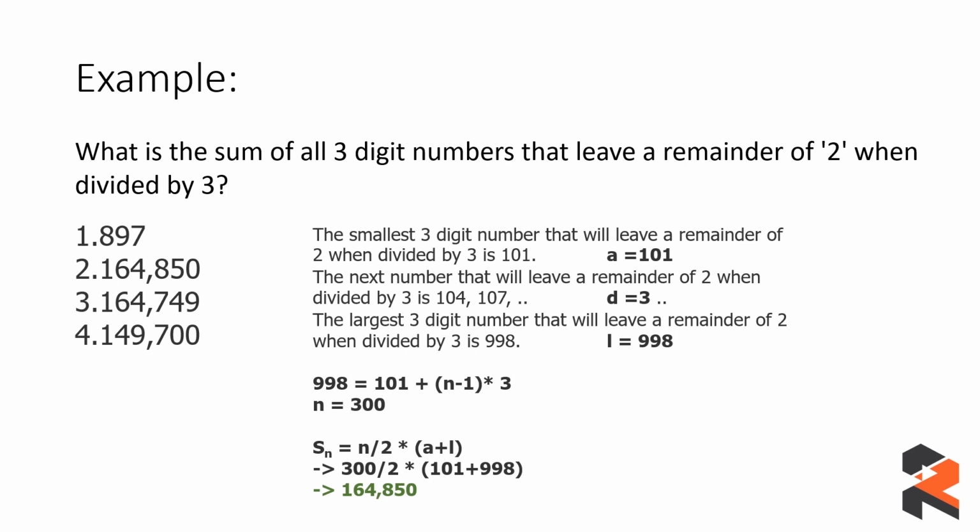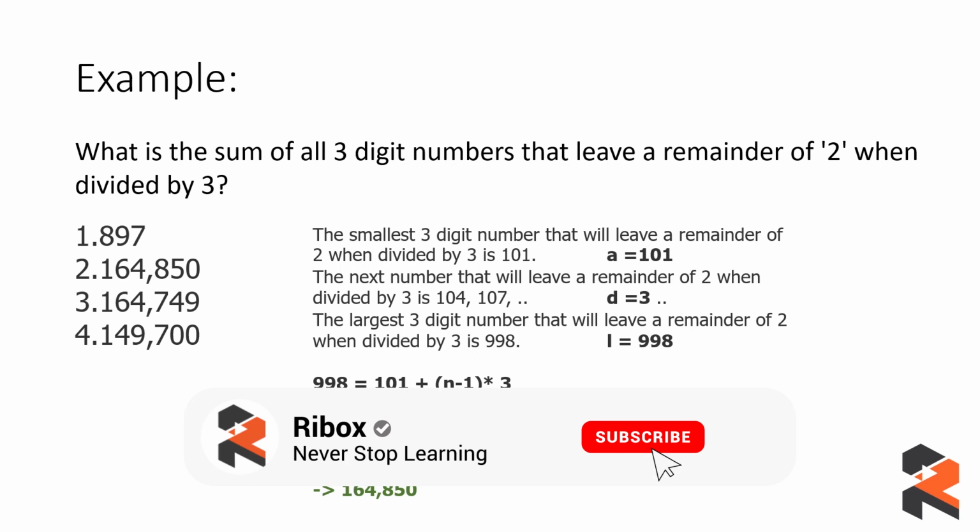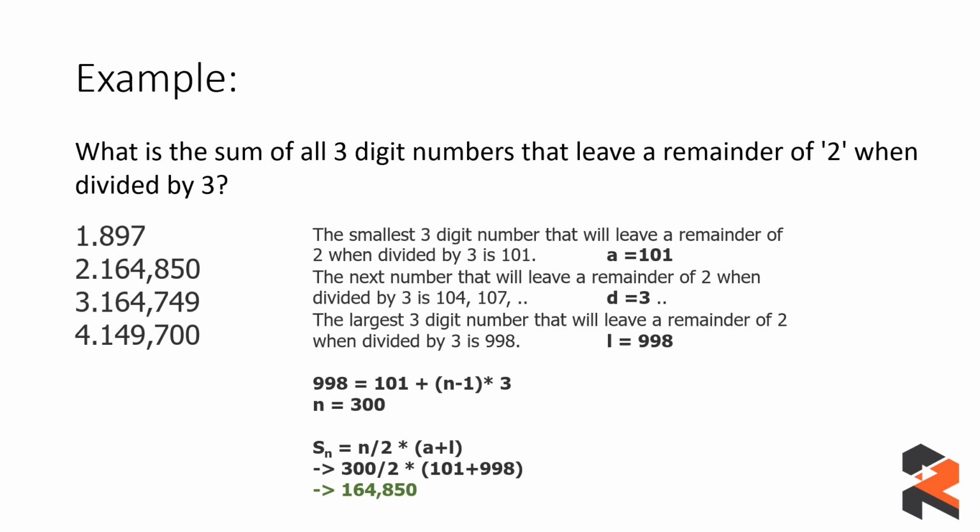So now we also need the number n. Now as you know, 998 is nothing but the first term plus n minus 1 times d, and we don't know n, so we have to find out n in this case, and n is found out by using the formulas which we saw in the previous slide. So n is nothing but 300. So now we have three details, that is n, a and l. So we can use it in our formula for sum and find out the answer. So our answer is 164850, that is option number 2.